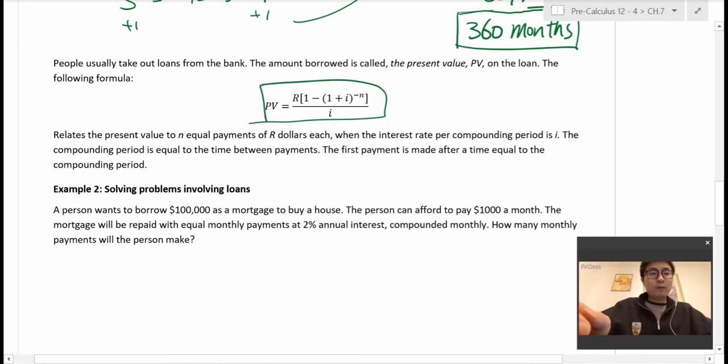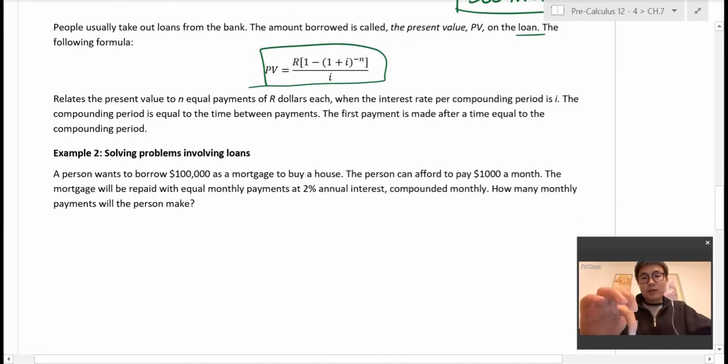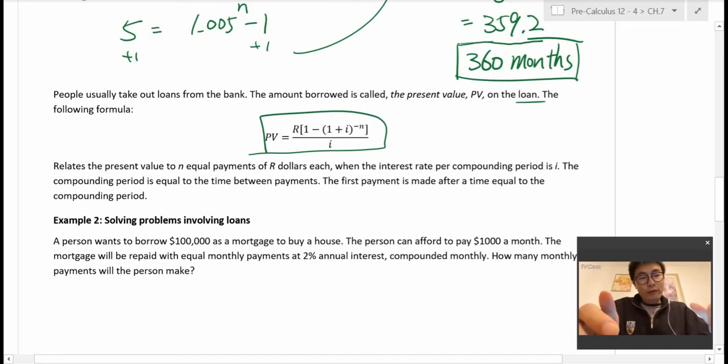Okay, present value means I need money now, so I need the money at this present moment, right? So it's present value. So this is the loan. We are borrowing money. Here, if you look at the equations, the formula is actually very similar. R still stands for regular payment.